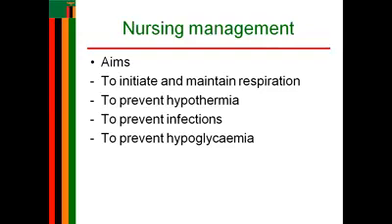Then you can go to circulation. In circulation, you need to give fluids. You can give normal saline. You can also give dextrose 5%. Dextrose is for energy, and normal saline is a blood expander. So you can give all those fluids to this child.